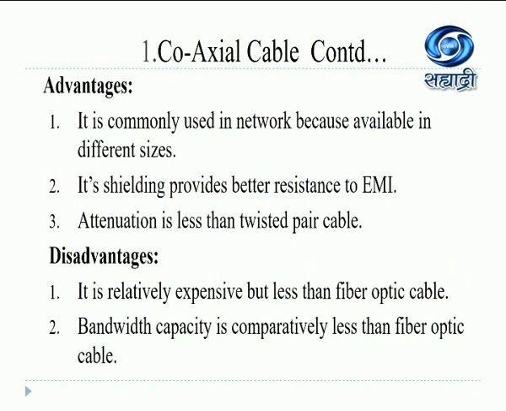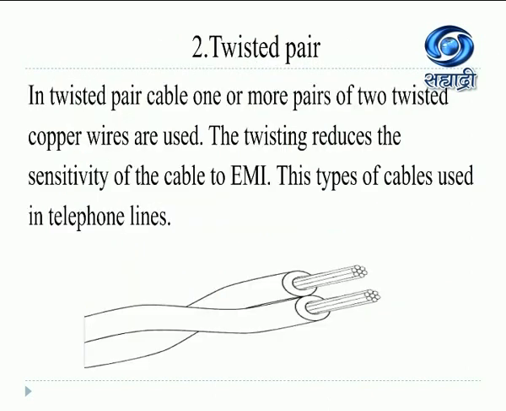What are the advantages now of this coaxial cable? First advantage is it is commonly used in a network because it is available in different sizes. Second point is its shielding provides better resistance to EMI. The third advantage is attenuation is less than a twisted pair cable. The disadvantages of this coaxial cable: first, it is relatively expensive but less than a fiber optic cable. And second, bandwidth capacity is comparatively less than fiber optic cable.